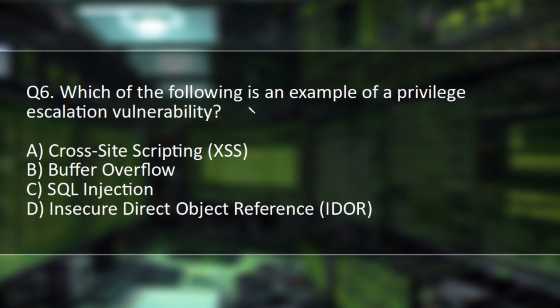Next question, which of the following is an example of privilege escalation vulnerability? Privilege escalation is related to IDOR, insecure direct object reference. In the URL parameters, we pass some other parameters to test, and we are able to access files on the server which is not intended by the website. So the answer to this question is insecure direct object reference.